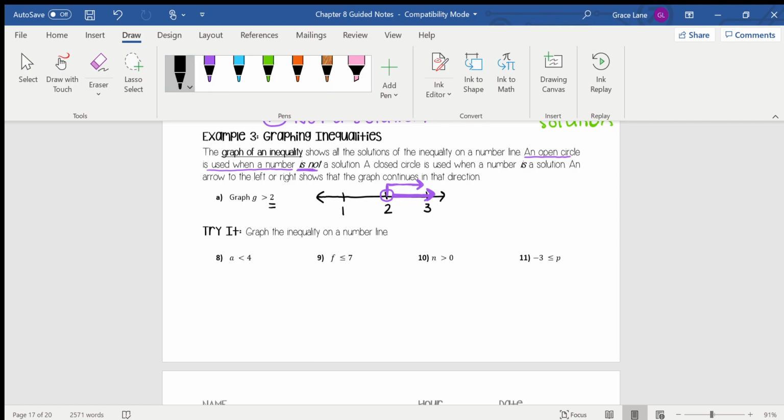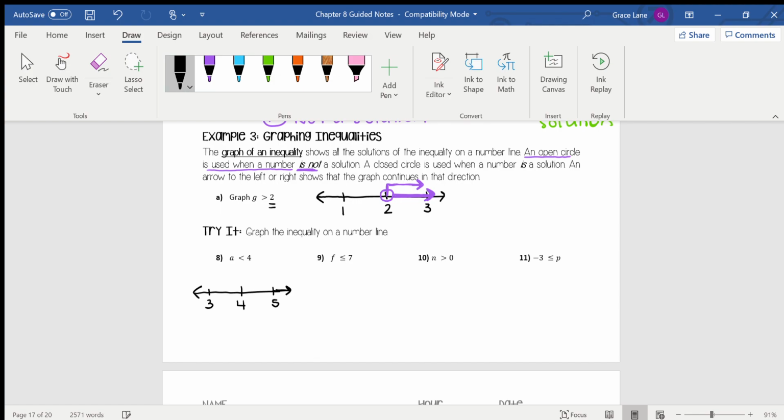So if you come down here to the triads, letter A, or number 8, letter A is less than 4. So draw a number line, put 4 in the middle, 5, 3 is less than that.